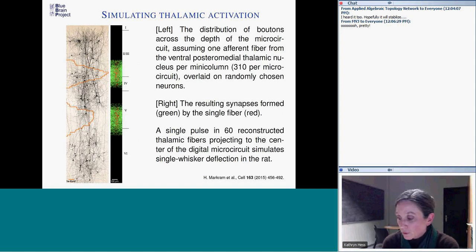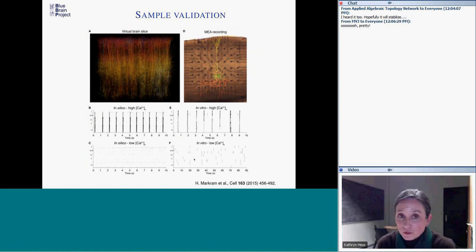Okay, run experiments if you want to on this. So the sort of validation that you can do. In panel A, it's just one of these virtual brain slices built up from looking at a bunch of columns next to each other. And panel B shows what happens in spontaneous activity when you have a high, or simulated high, calcium concentration, and you see a very high degree of coordination in the spiking among the different neurons. And then in panel C, in low calcium concentration, you see it's kind of random activity.